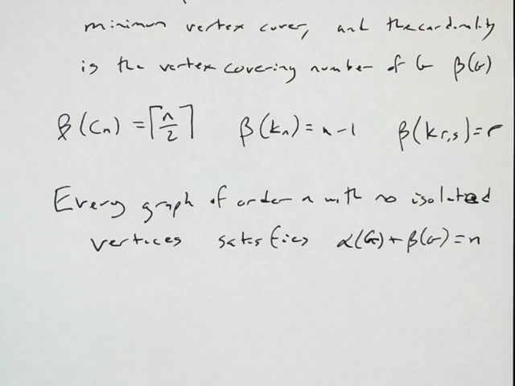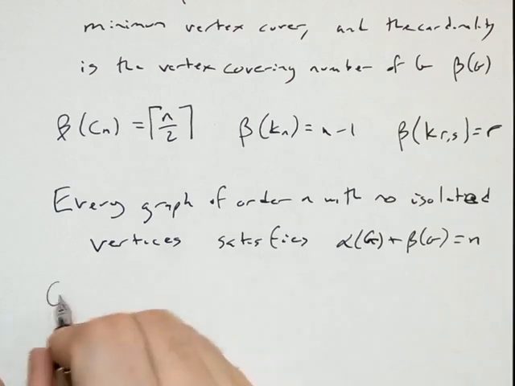The sum of the edge independence number and the edge covering number is the order of the graph. The sum of the vertex independence number and the vertex covering number is the order of the graph. Those two theorems put together are called the Gallai identities.